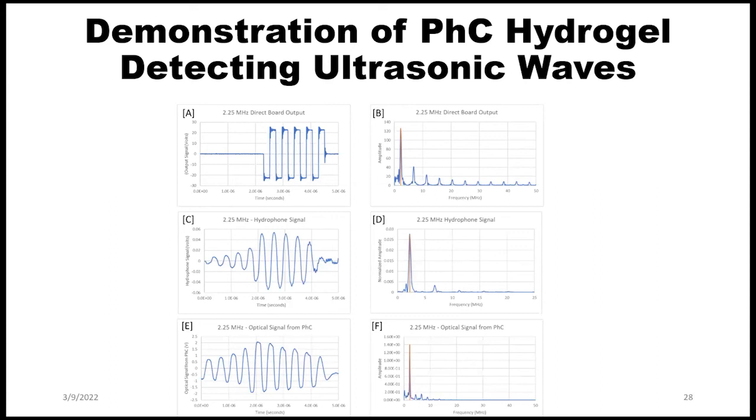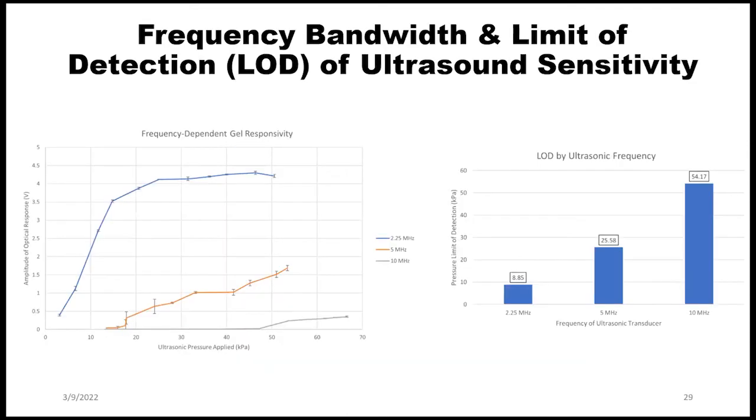So the transducer generated signal is verified and quantified by the hydrophone, and the optical signal generated by the photonic crystal is collected with the photodetector. And here we have the same frequency, which shows that the photonic crystal is actually capable of responding to the frequency generated by the transducer. So we tested 3 different transducers: 2.5, 5, and 10.